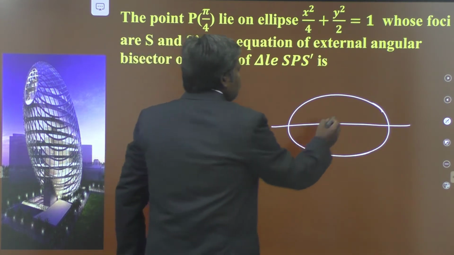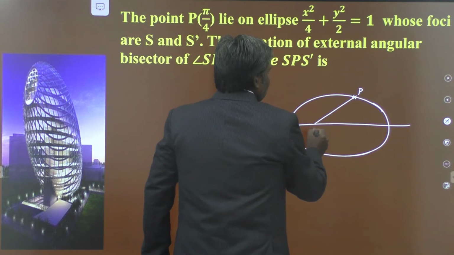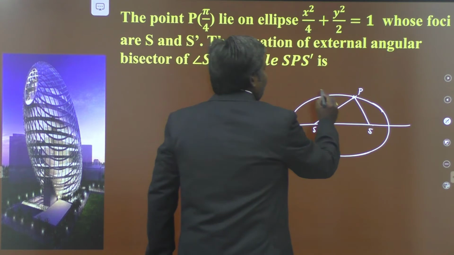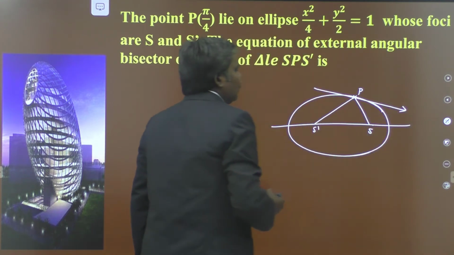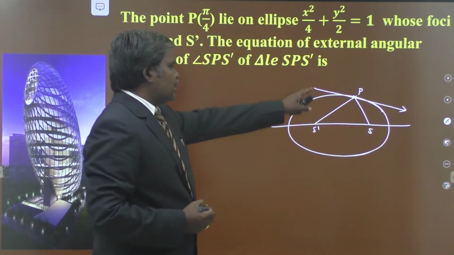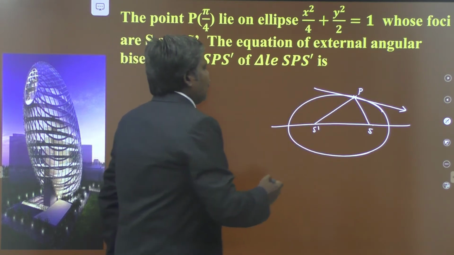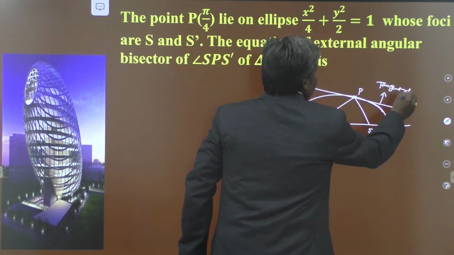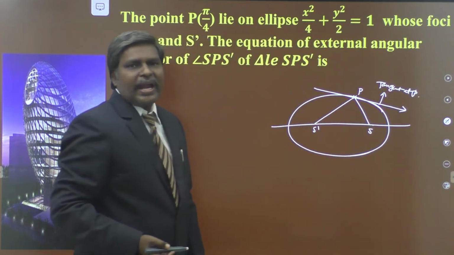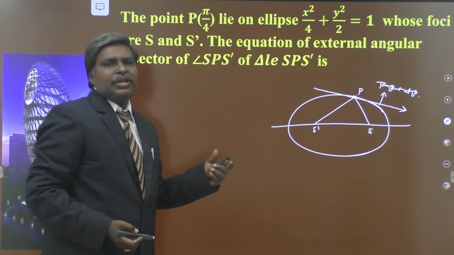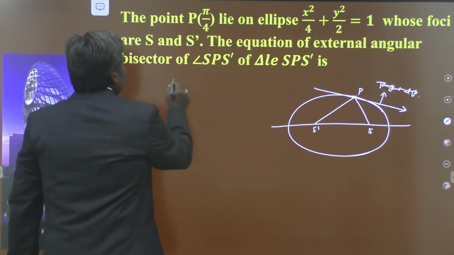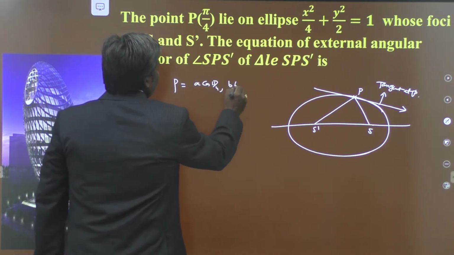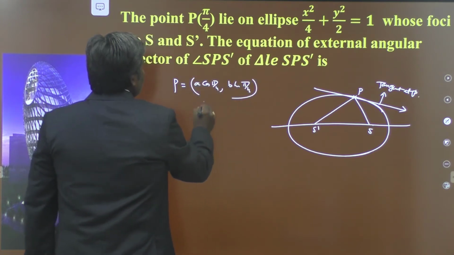That's all. This is my point P. This is your focus S dash. It is another focus S. What are they asking? External angular bisector at P to that angle. It is nothing but the tangent at P. So your problem becomes to write the equation of the tangent at point P to your ellipse. What is point P? P is equal to a cos pi by 4 comma b sin pi by 4. That means theta is equal to pi by 4 here.